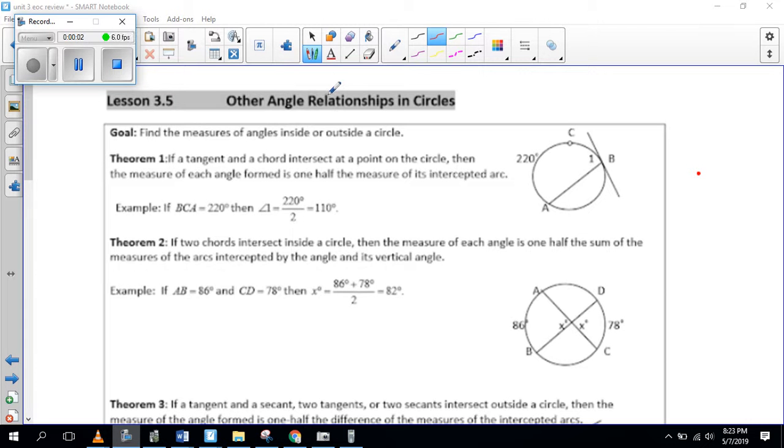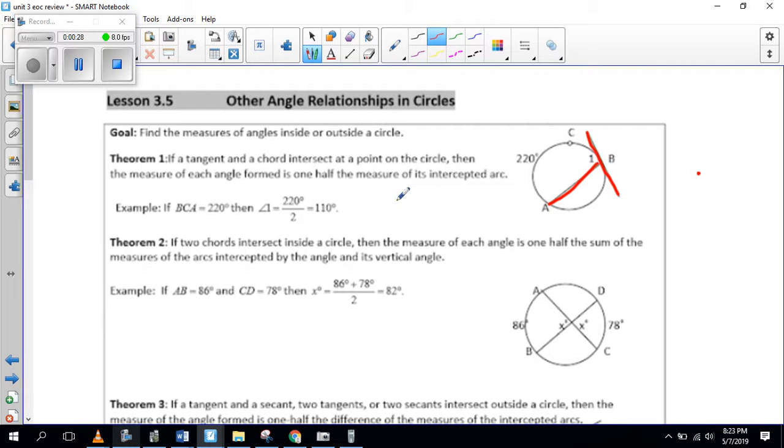Okay, the other angle relationships in circles. It says find the measures of angles inside or outside a circle. So the first theorem says if a tangent and a chord, so remember the tangent's on the outside, here's the chord, the endpoints are on the circle, then the measure of each angle formed is 1/2 the measure of its intercepted arc.